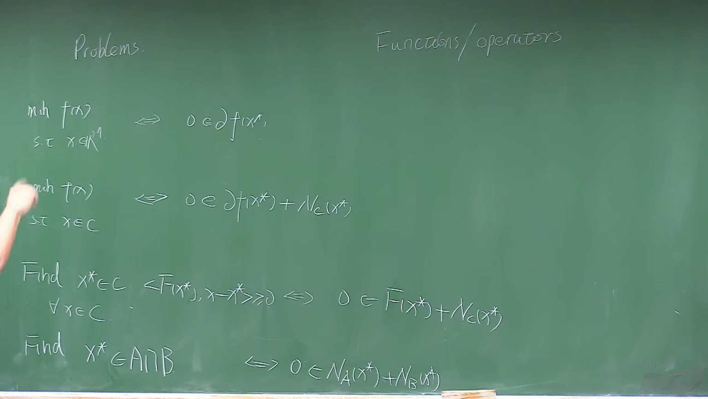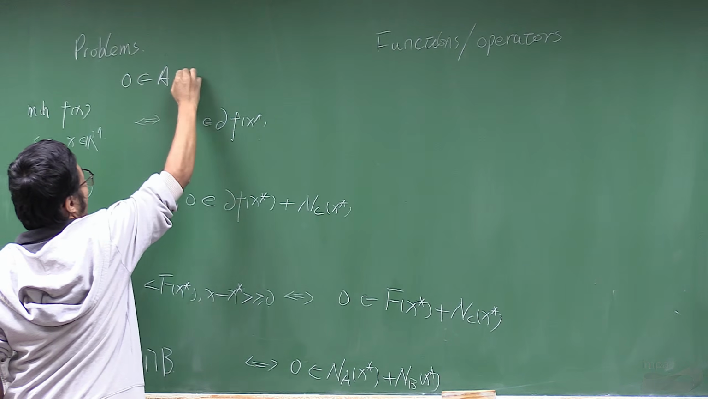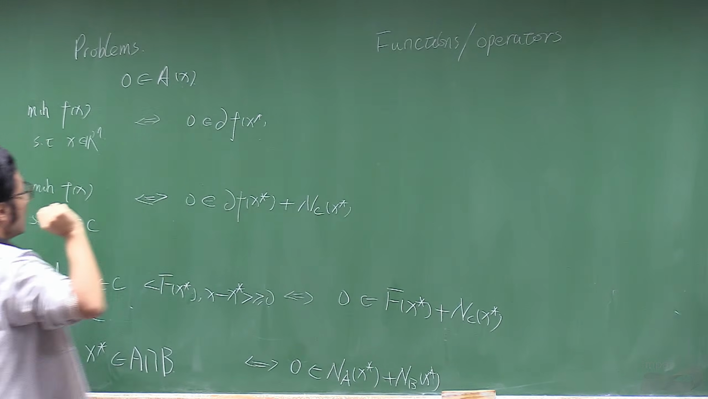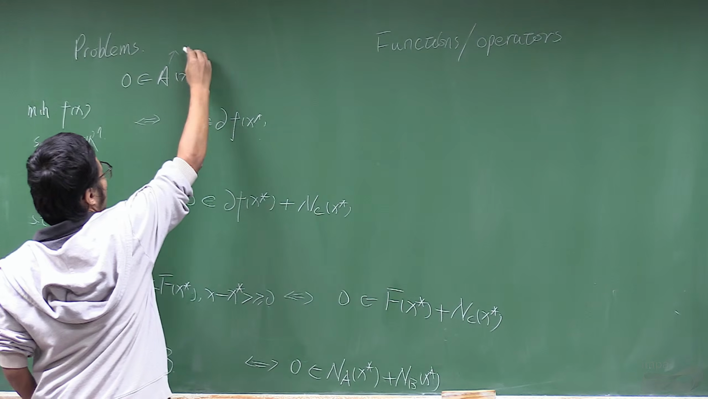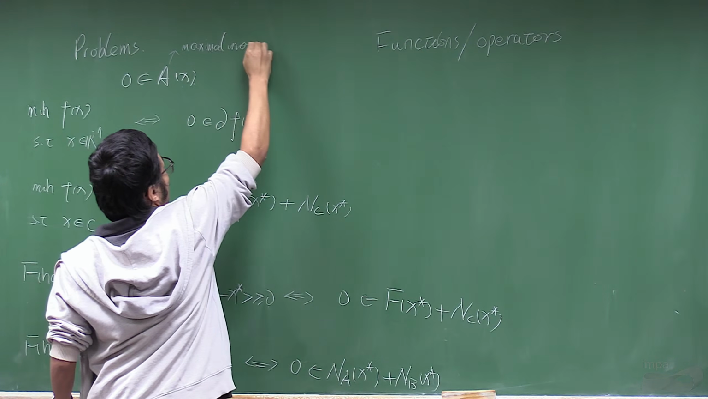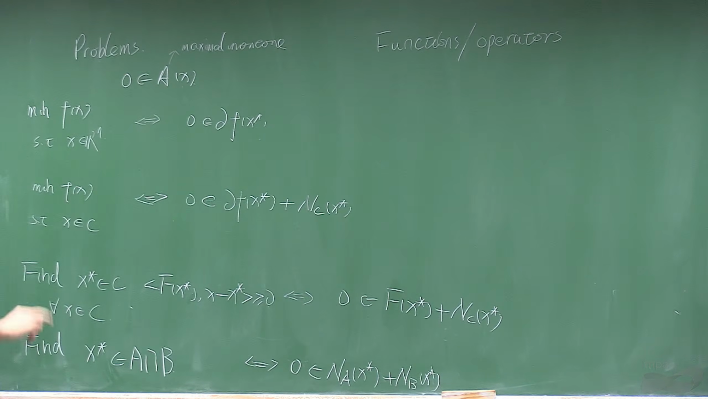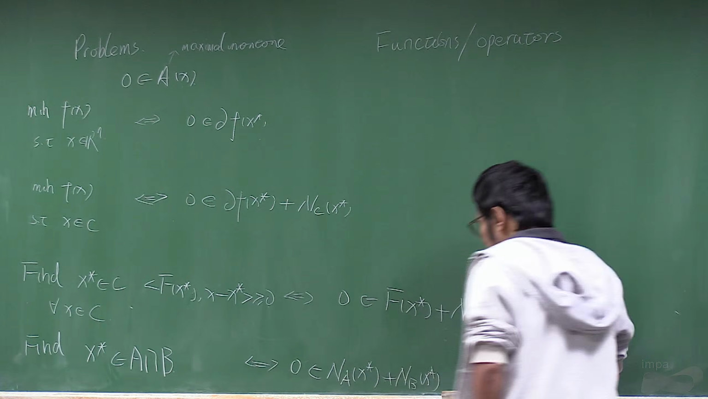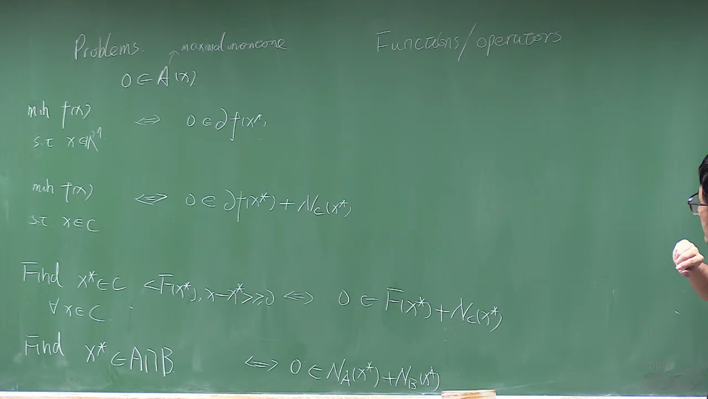So all of these problems could be regarded as this one. We want to find a point x such that 0 belongs to A(x), and A has some properties here. It could be maximal monotone. So we have discussed this kind of problems. Correspondingly, we have discussed some properties of the functions and operators among these problems.